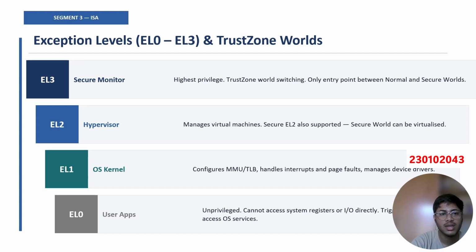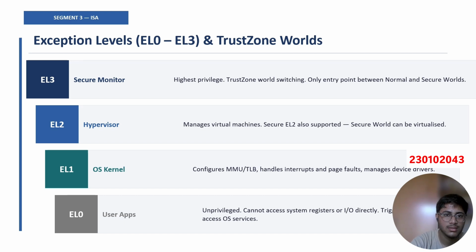EL1 is where the OS kernel lives. It configures the MMU, handles interrupts, manages device drivers. And at the bottom, we have EL0, unprivileged user applications. They can't directly access system registers or I/O. Anytime they need OS services, they trigger an exception and go up the ladder. This hierarchy is fundamental to both security and system design.